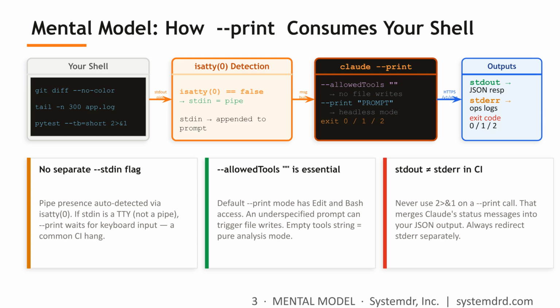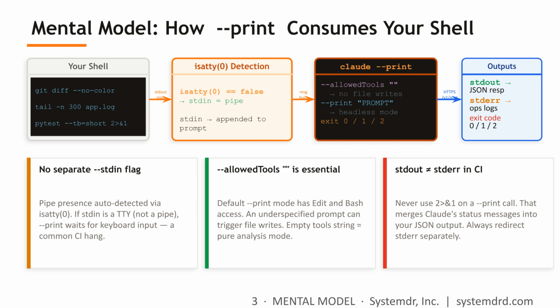Box 3, the claude --print invocation. 2 flags matter most here. --allowedTools with an empty string removes all tool access. By default, print mode still has access to edit and bash. If your review prompt is underspecified, Claude might decide to apply its own suggestions, which means file writes during what you thought was a read-only analysis run. Empty tool string equals 0 side effects. Use it in every CI pipeline.